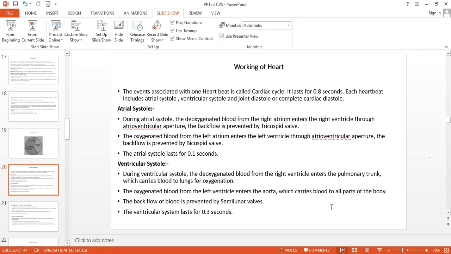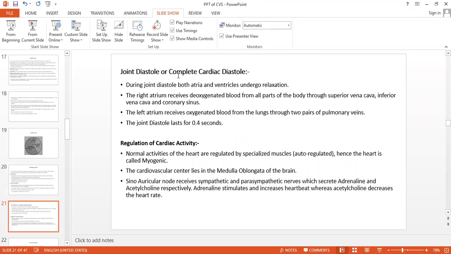Next is the joint diastole or complete cardiac diastole. It lasts for how many seconds? 0.4 second. Diastole means complete relaxation. During this joint diastole, both atria and ventricles undergo relaxation. How many seconds? 0.4 seconds.